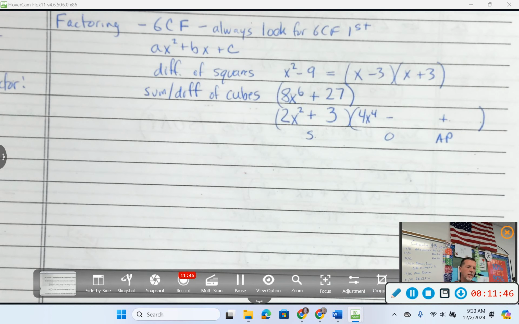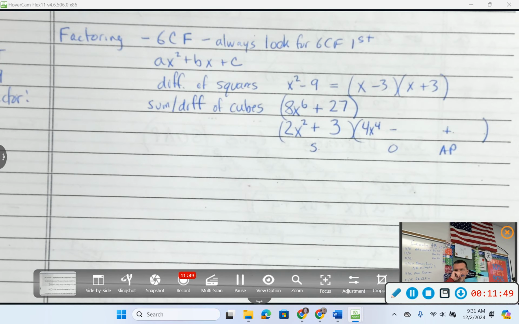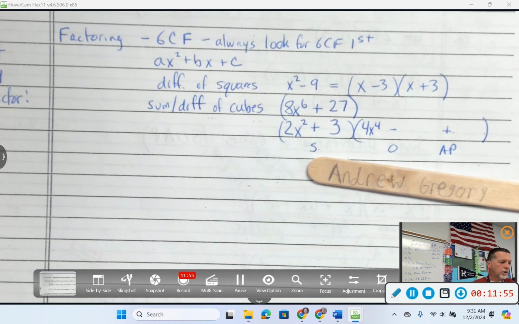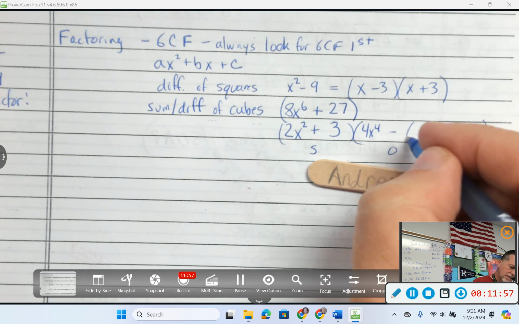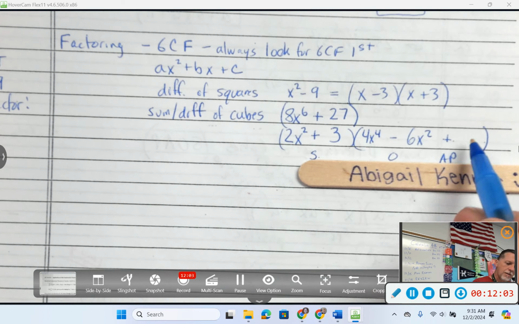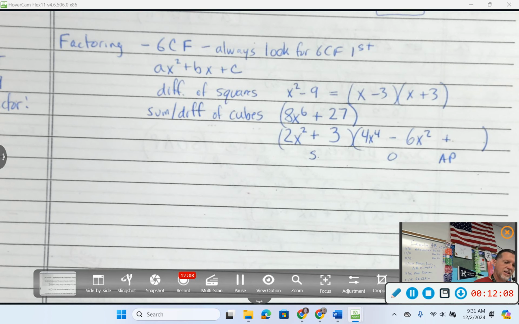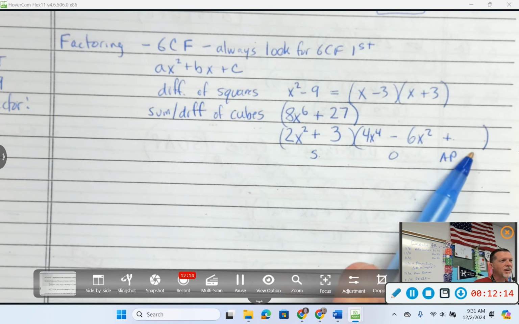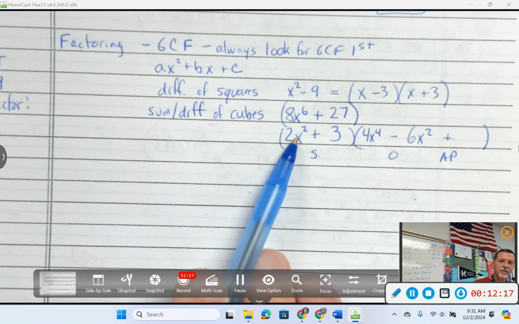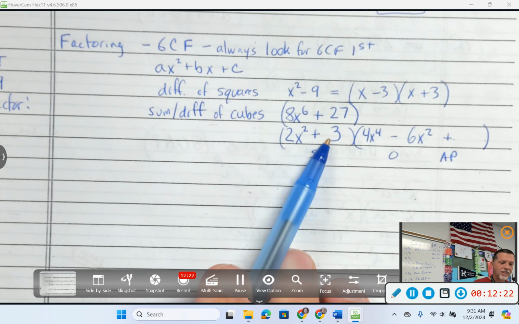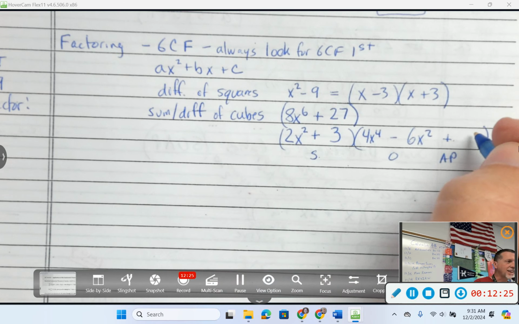4x to the 4th. How do I get what goes in the middle? Multiply the 2 together. So, Andrew, if I multiply the 2 together, what goes in the middle? 6x squared. And then, Abigail, what goes in the last spot there? See, square the first, multiply the 2 together. It's like a little bit of symmetry going on here. Square the first, multiply the 2 together. Square the last one, and get 9.